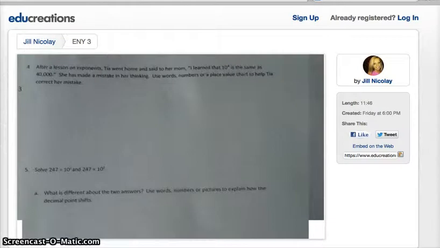After a lesson on exponents, Tina went home and said to her mom, I learned that 10 to the fourth power is the same as 40,000. She made a mistake in her thinking. Using words and numbers, or a place value chart, helped Tina correct her mistake. So when you don't know what her mistake is, figure out how you would get the answer. So 10 to the fourth power, what does that equal?